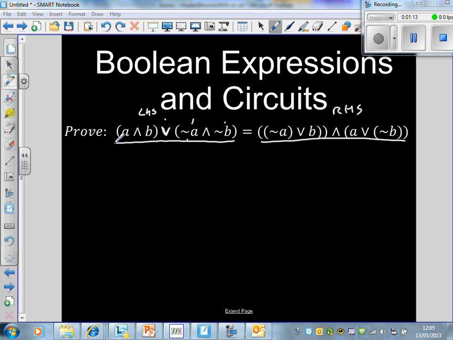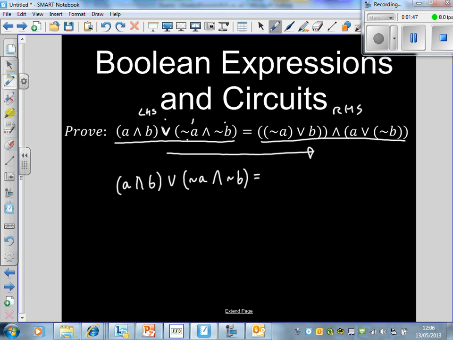If we're going to prove any kind of identity, we've got to decide which way around we're going to do it. And I'm going to go from left to right here. So I'm going to start off with my left-hand side expression: A and B, or not A and not B. Now, I know that when I put an and with an or, with a not A and an A, they're going to disappear using some of the rules.